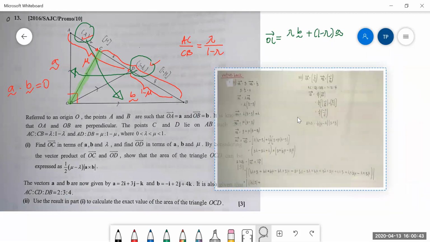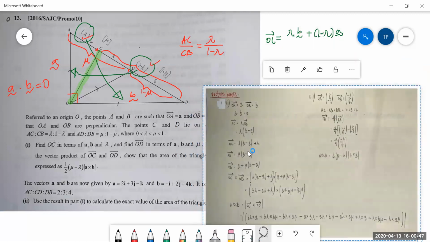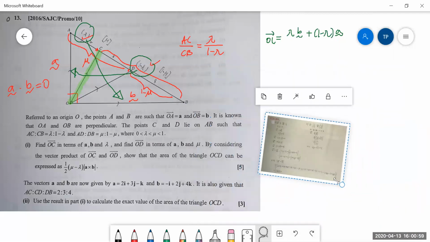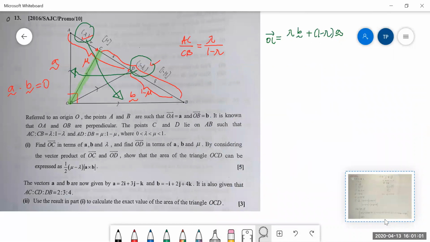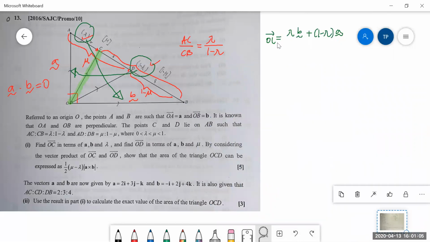Oh wait, something is different. I don't have a. You have a, but you don't have 1. You should have. Weird. Something is not right. But this should be correct because we are using ratio theorem over here. It should not go wrong. Okay, so we try to use ratio theorem.